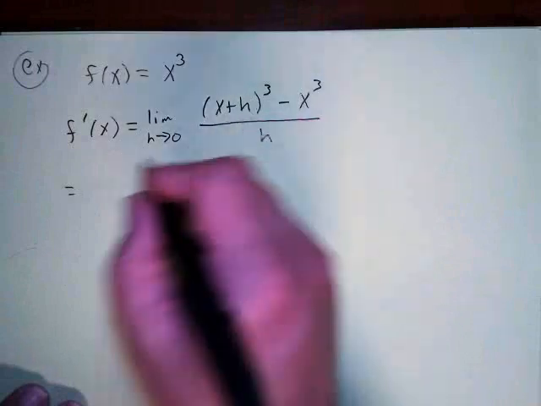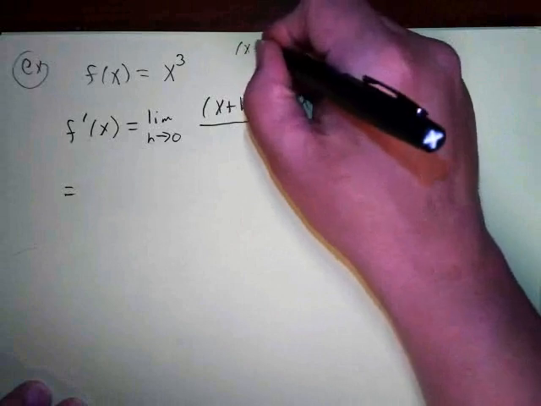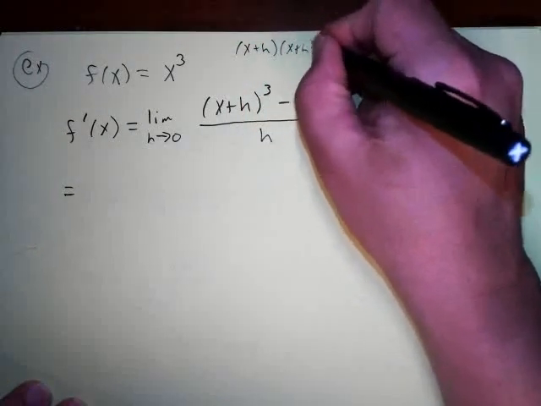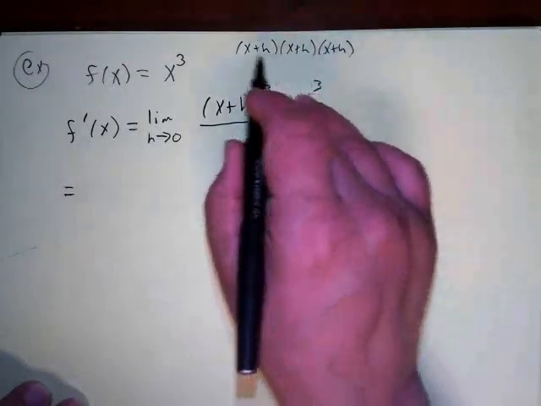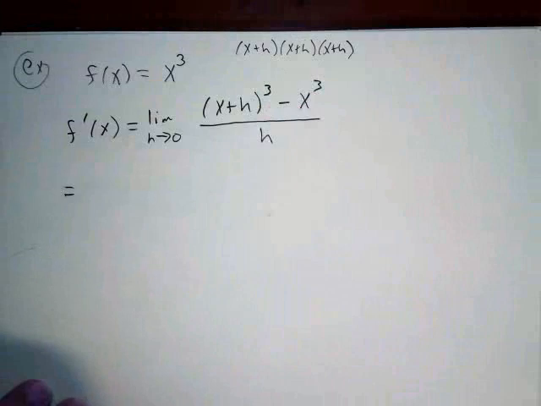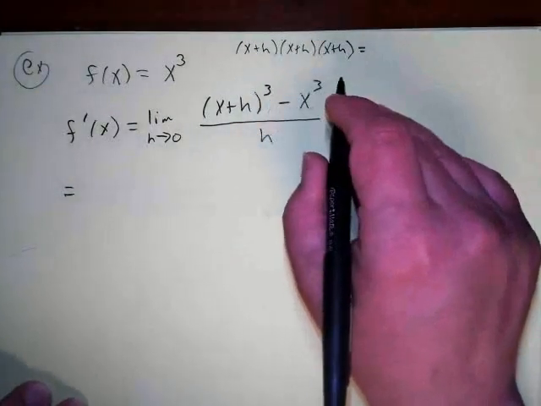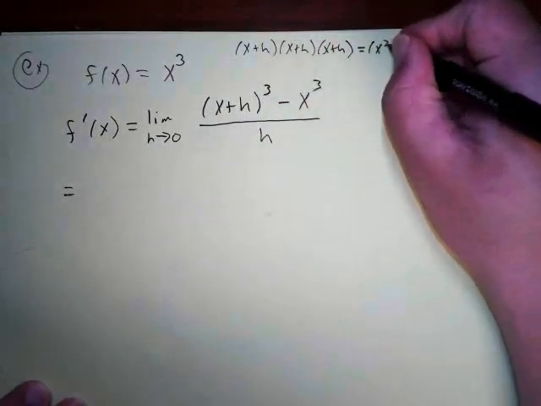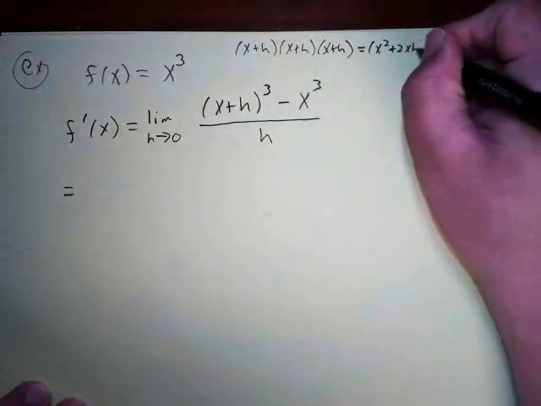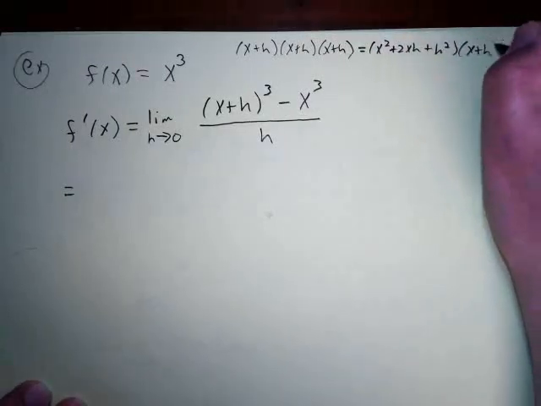So now what I need to do is expand this out. This is like taking x plus h times x plus h times x plus h. You could FOIL 2 together, and then you could FOIL this together with a trinomial. Maybe I'll actually do that up here for you. If I FOIL the top two together, that'd be x squared plus 2xh plus h squared. And I'm going to multiply that by x plus h.